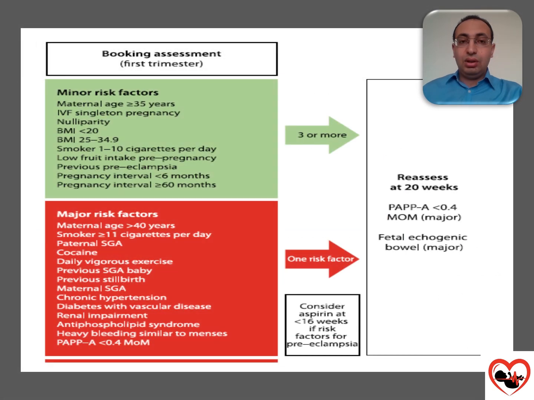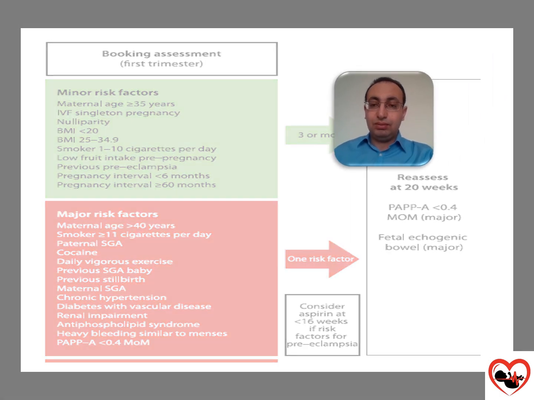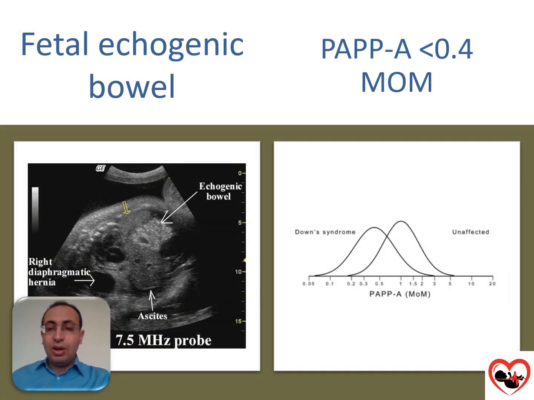So in your booking assessment, you screened for the risk factors and you documented them in your medical records. And if you find 3 minor risk factors or 1 major risk factor, you're going to take a closer look during the 20 weeks reassessment. There are other risk factors that you have to consider when you are evaluating your patient at 20 weeks.